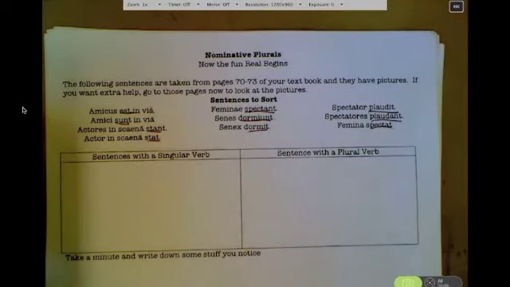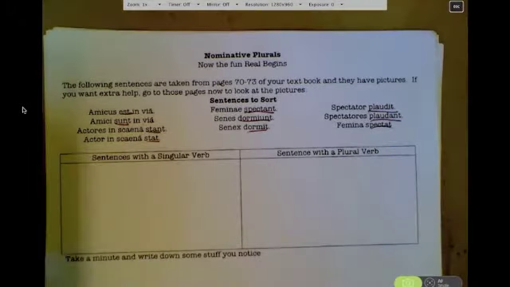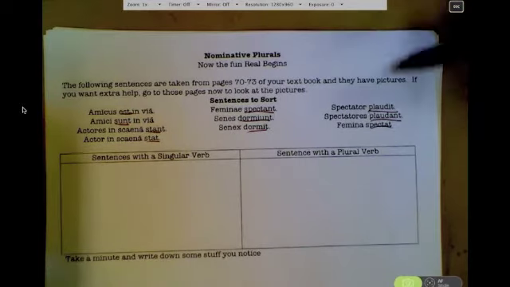So there are your verbs. I have them underlined. Then we're going to sort these into singular and plural verbs, just so you know. On pages 70 to 73 of your textbook, all of these sentences are illustrated.